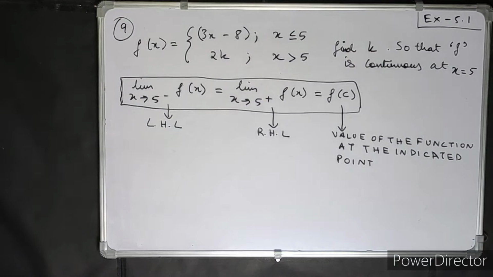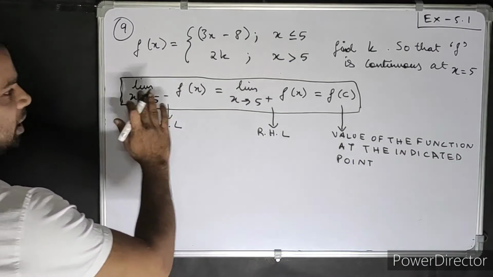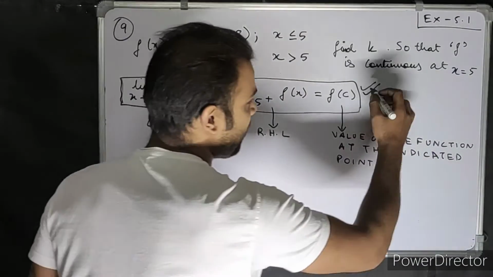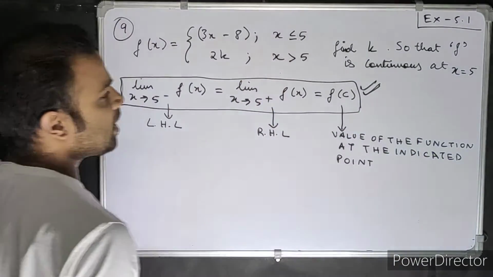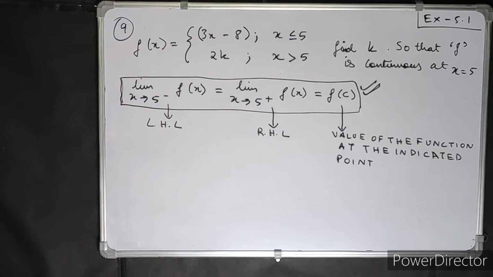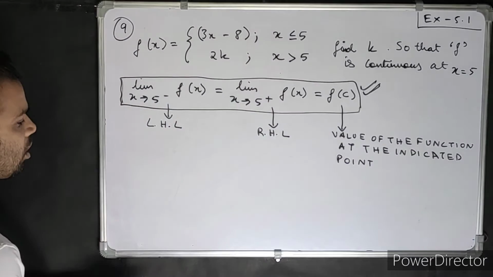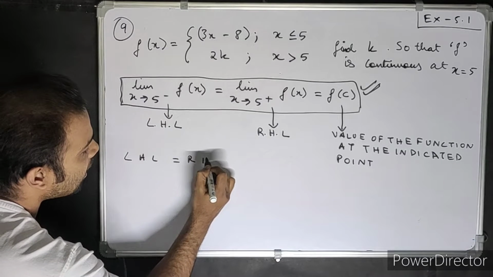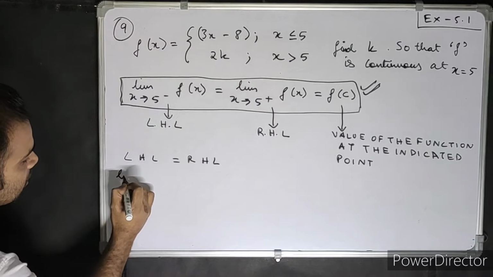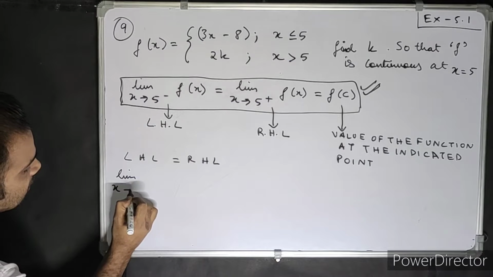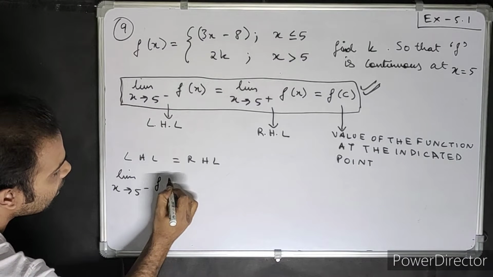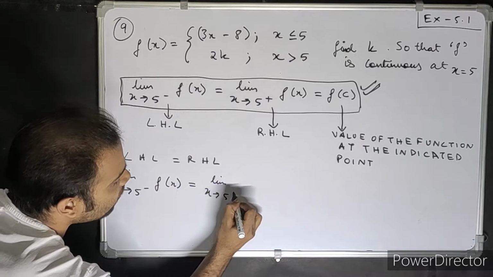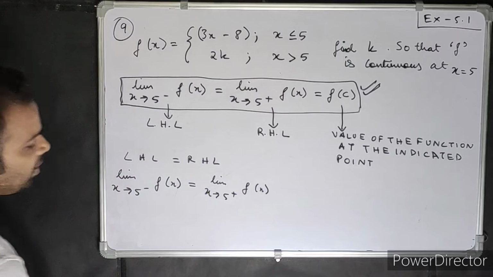So in place of x, you will have to put that 5. You already know. So let's start. Now this criteria is already satisfying, that means it's already continuous. Now you just have to check the value of k. That means LHL is equal to RHL. Limit of x tends to 5 negative, f of x is equal to limit of x tends to 5 positive, f of x.